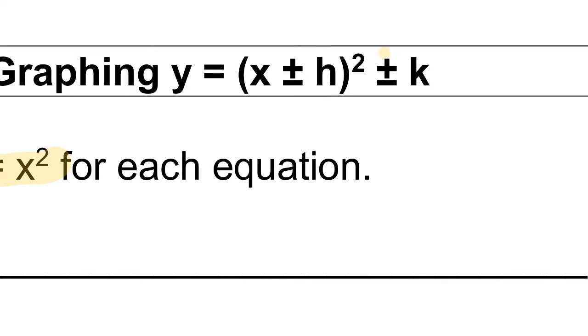Remember that if it's on the outside of the parentheses, this changes from the parent function by either going up if it's positive or down if it's negative. However, if there is a plus or minus inside the parentheses, then that will be a left or right change. And then the coefficient outside of the parentheses or in front of the x squared will tell us whether the parabola faces upward or opens downward.